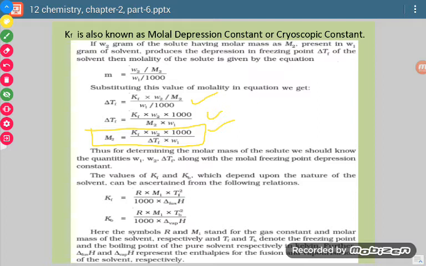Now one more thing we have to remember, there is one more formula with the help of which we can determine the values of Kf or Kb. Suppose it is Kf, then it can be determined by using this formula, R into M1 into Tf square over 1000 into delta H fusion. Delta H fusion means enthalpy of fusion. Okay, Tf is freezing point temperature of solution. M1 is molecular mass of first component. So first component is solvent.